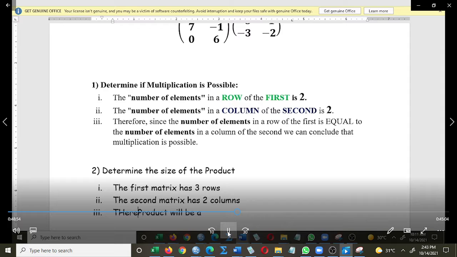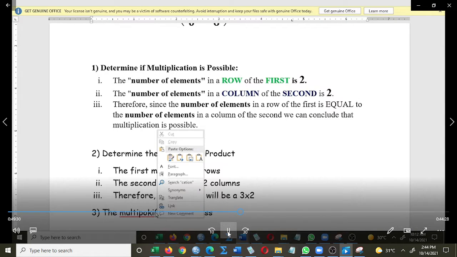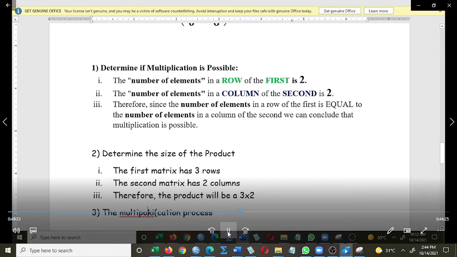So therefore, the product will be a 3 by 2. Okay. And third, the actual multiplication. All right, the multiplication process. Multiply.